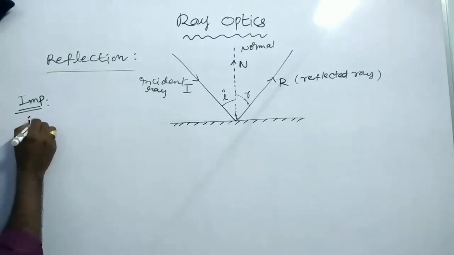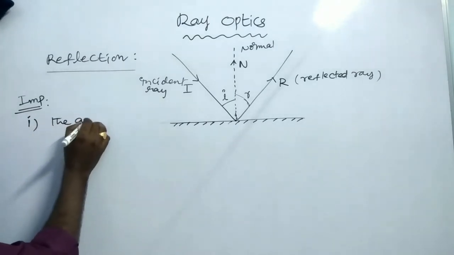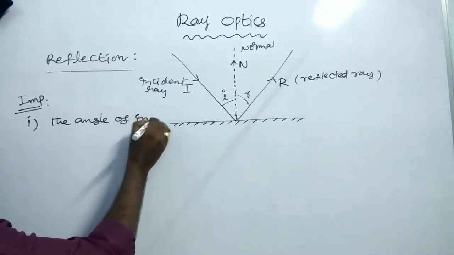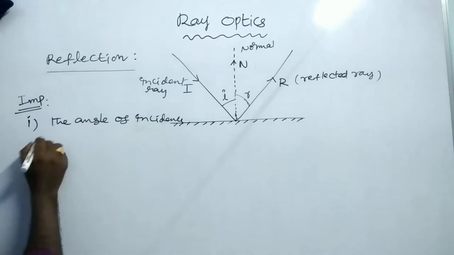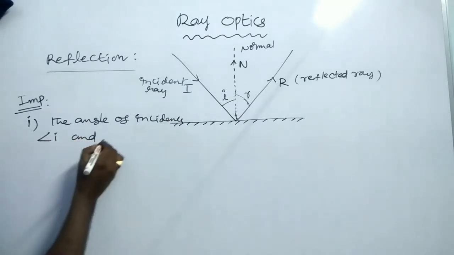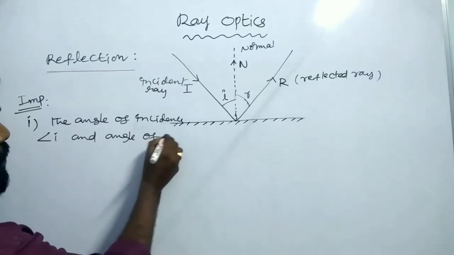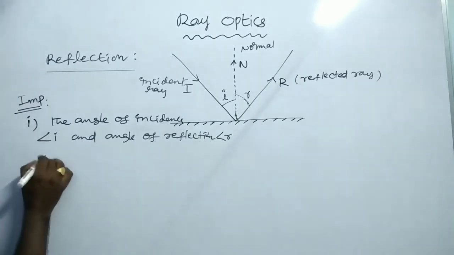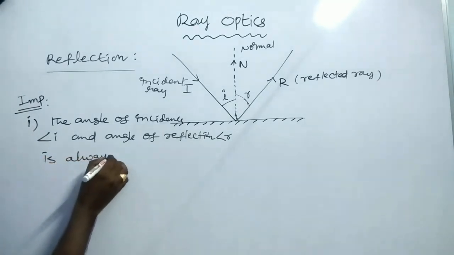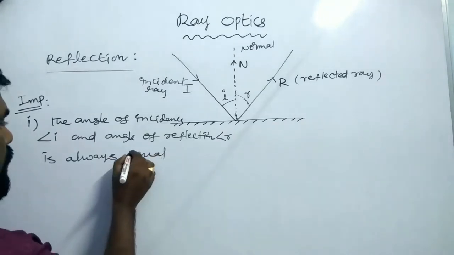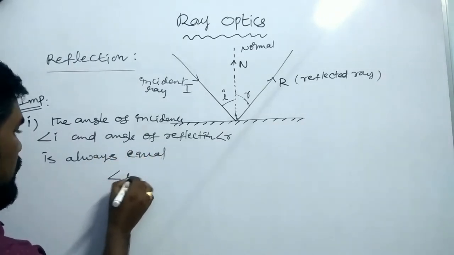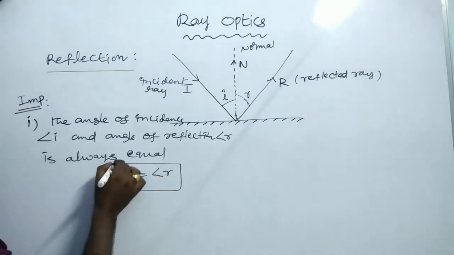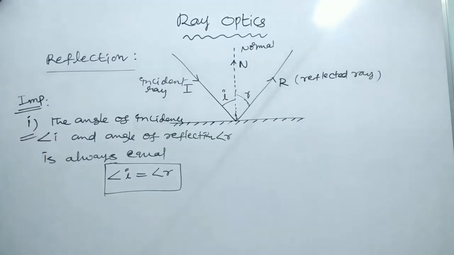The first one is the angle of incidence, that is angle i, and the angle of reflection, that is angle r, are always equal. Okay, so the angle of incidence is equal to the angle of reflection. So this is the first law of reflection we have to remember.